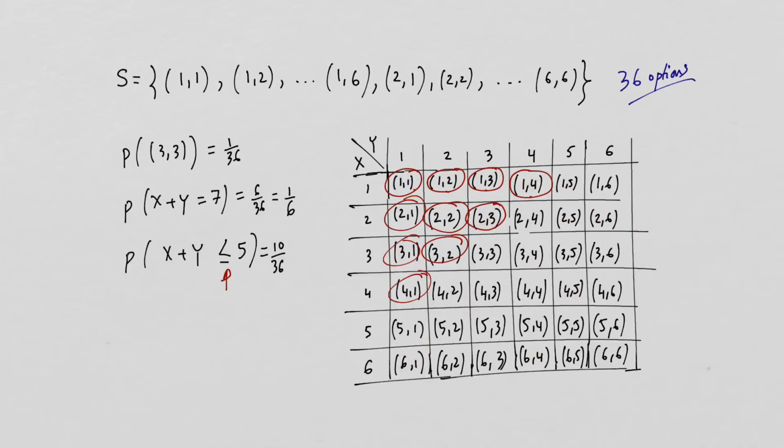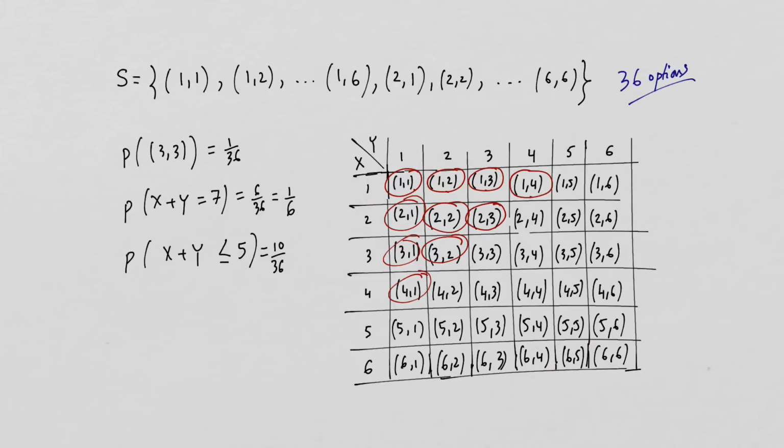So we have 1, 2, 3, 4, 5, 6, 7, 8, 9, 10. 10 options. That's what I got here. So I got 10 out of 36. Feel free to write this as a decimal. See, they're not hard if you think of creating a 6 by 6 table.